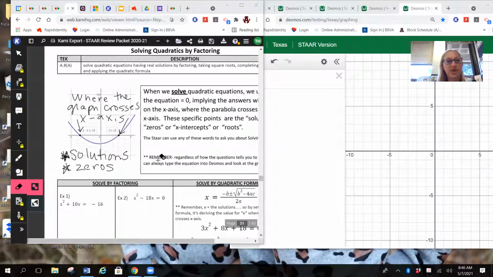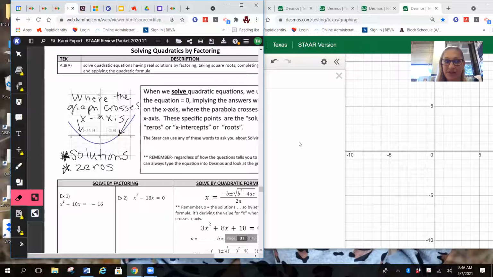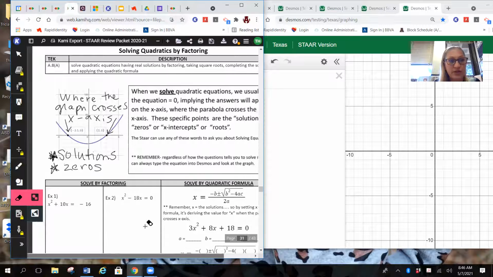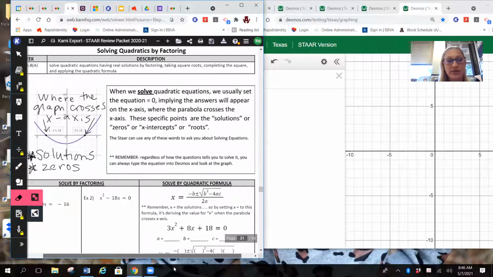Hey guys, today we're going to be solving by factoring. And what that means is we're going to be using Desmos a lot, pretty much. So let's read our state requirement. Solve quadratic equations having real solutions. Real solutions just means it crosses the x-axis. By factoring, taking square roots, completing the square, and applying the quadratic formula.